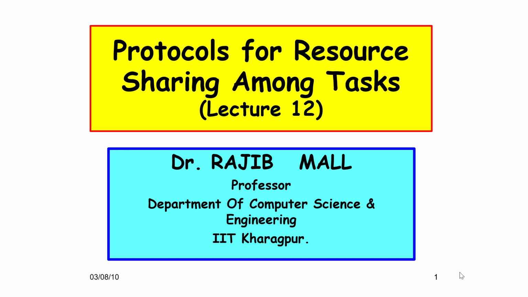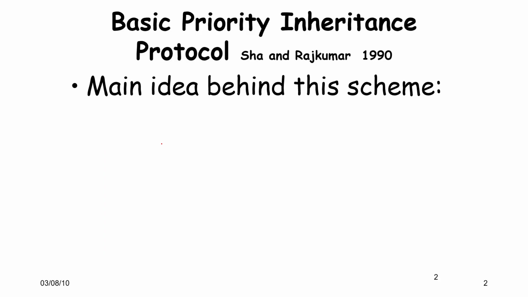So in this lecture, we will discuss protocols for resource sharing among tasks. Recall that in chapter 11, we had gone through all the basic definitions of what is priority inversion, what is unbounded priority inversion. So the basic priority inheritance protocol, for this you'll have to go a few more lectures back, where we had discussed the idea of priority inheritance.